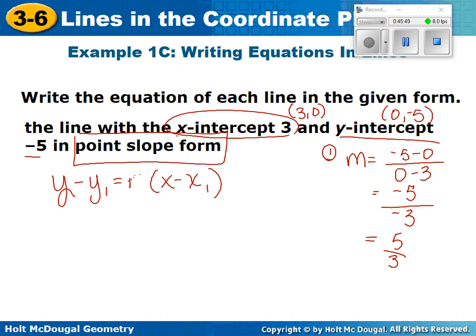Okay, so that needs to go in for the m here. So we're going to have +5/3. What's going to go in for x1, y1? What does x1, y1 represent?